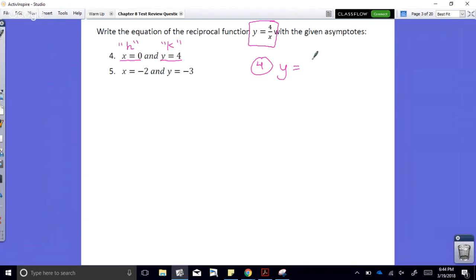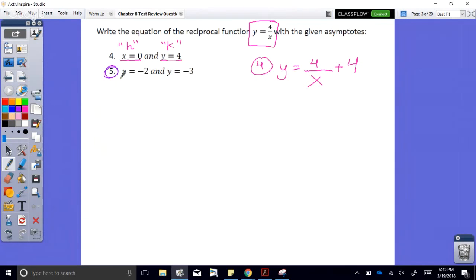So I have y equals 4. The h goes down here with the x, but since it's just 0, there's no change, so I'm just going to put x. The k always comes to the outside, and k does what it says. So if we want this to move up 4, I'm going to put a +4, and I am done with that one.